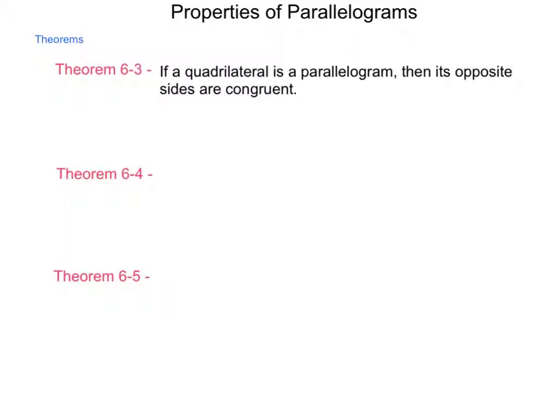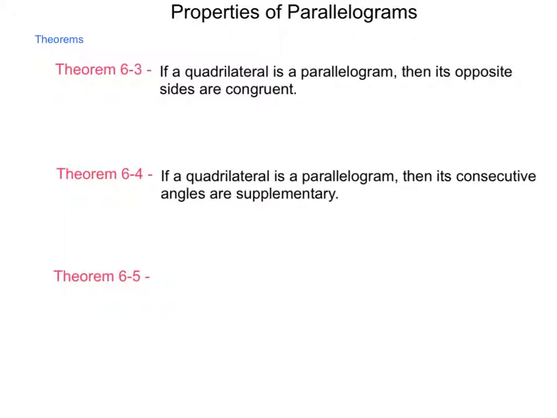Theorem 6.4 states that if a quadrilateral is a parallelogram, then its consecutive angles are supplementary. And this goes back to our same side interior angles theorem when we were looking at parallel lines and transversals, that if a set of parallel lines is cut by a transversal, the same side interior angles are supplementary.